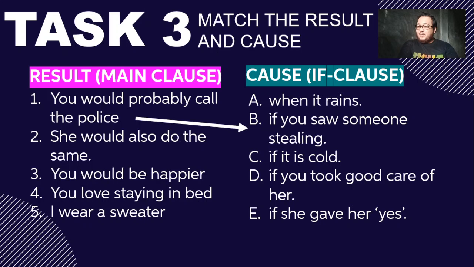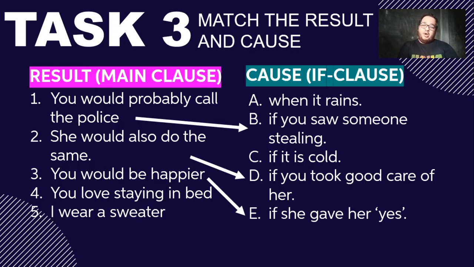How about number two? She would also do the same if what? If you took good care of her. Okay? Your clue is the pronoun she. How about number three? You would be happier if she gave her yes. That is awesome. That is heavenly.